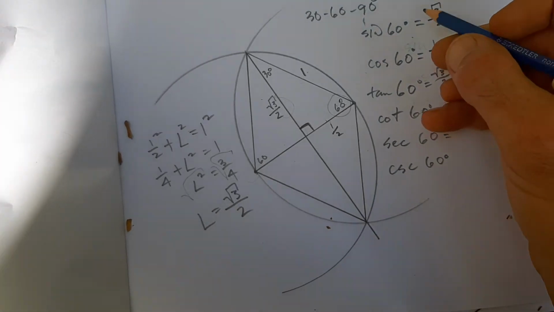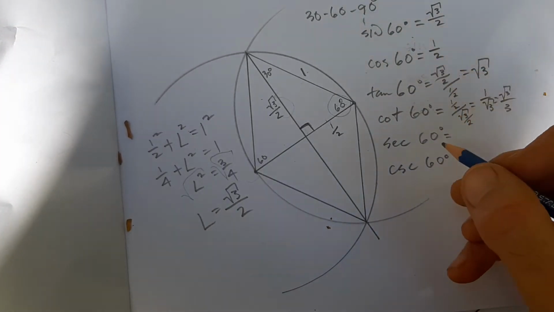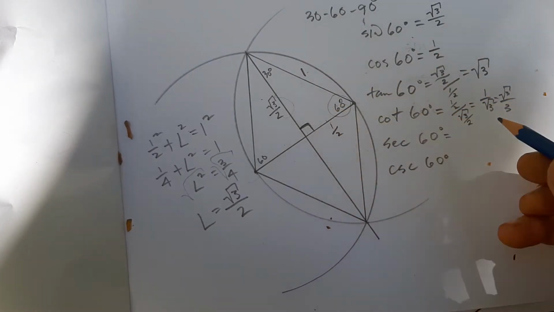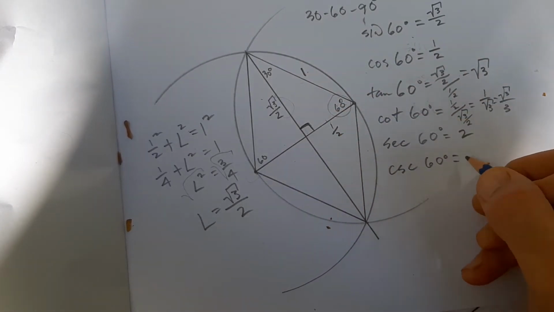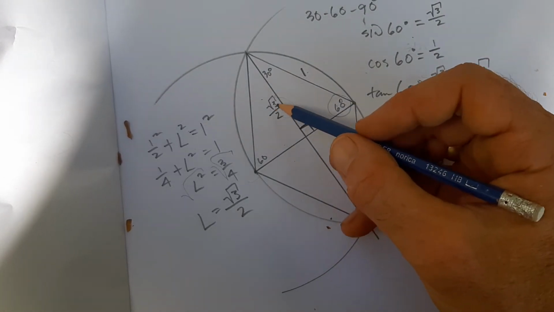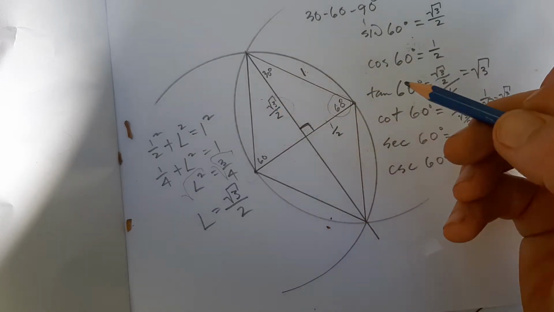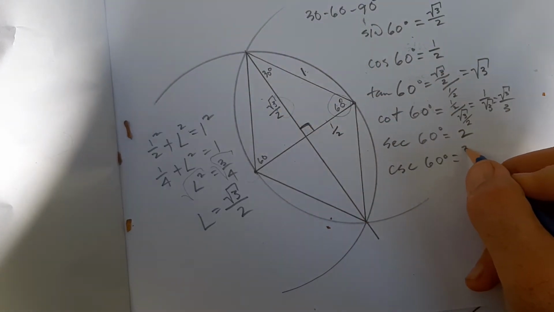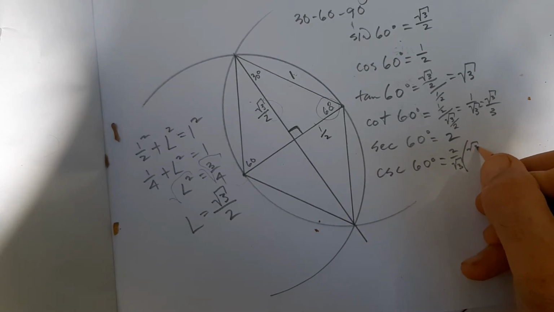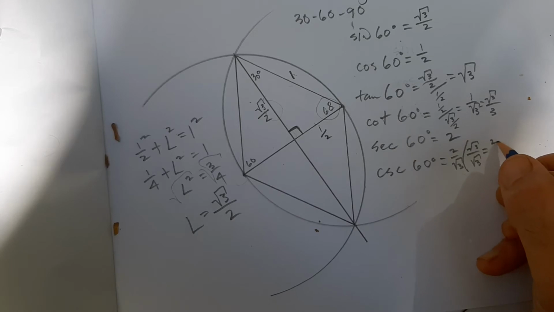Secant. We know we're going to be flipping over cosine. So, yeah, 1 divided by 1/2. Cosecant. Hypotenuse divided by that. So we'll flip that over. We're going to have 2 over the square root of 3 times square root of 3 over square root of 3 equals 2 square root of 3 over 3.